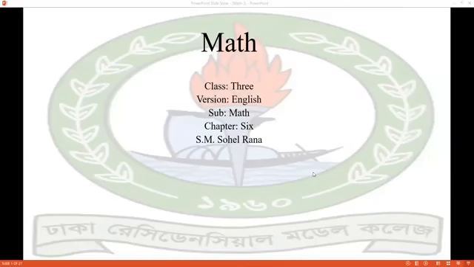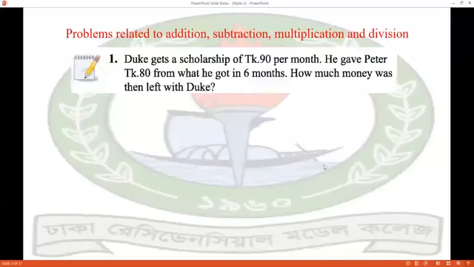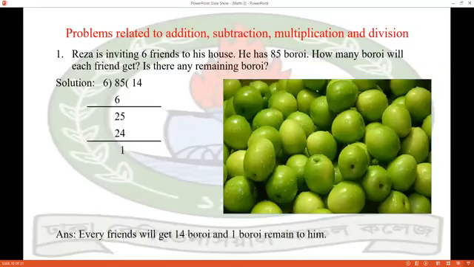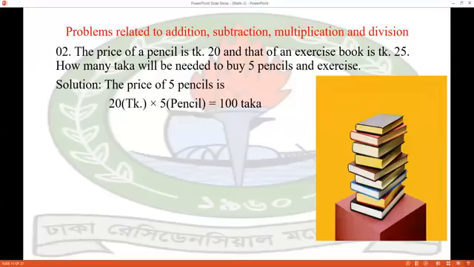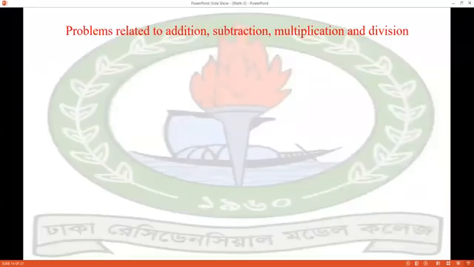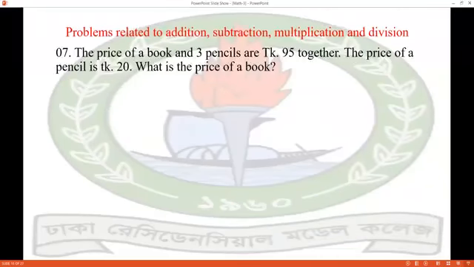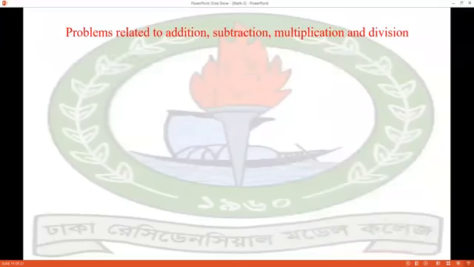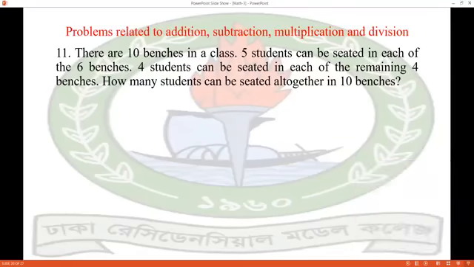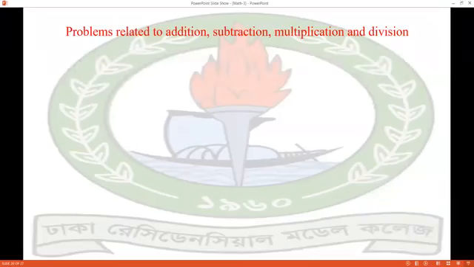In the last class, we left off at slide number 10. We'll revise the last class after finishing the new math. We will start from math number 11 today. So this is our new slide. Today's problem is related to addition, subtraction, multiplication and division.